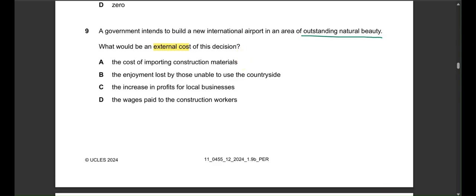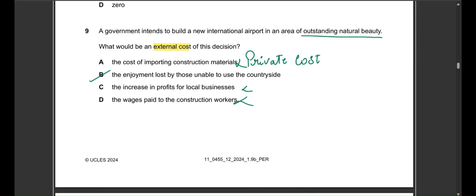Hold on, my highlighter. Okay, this would be a private cost, but the question is for external cost. Second option, the enjoyment lost by those unable to use countryside. Okay, this makes sense. Let's see the third option, the increase in profit for local business. How is this a cost? Okay, so this is eliminated. Even this is eliminated, the wages paid to the construction workers. Again, this is a private cost. Alright, so the right option would be option number B.